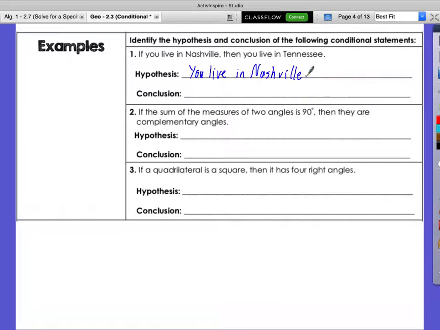You live in Nashville. Is this even math? Right? Yeah, isn't it awesome? I'll explain that in a second.